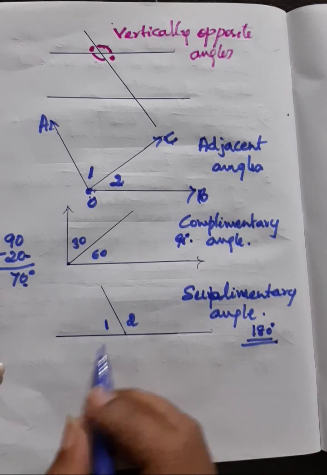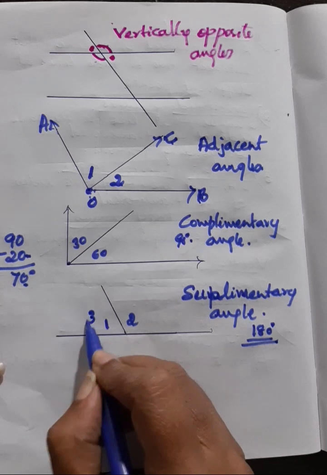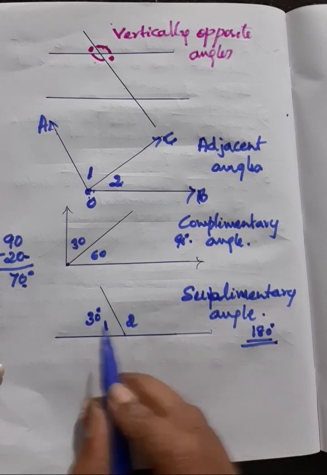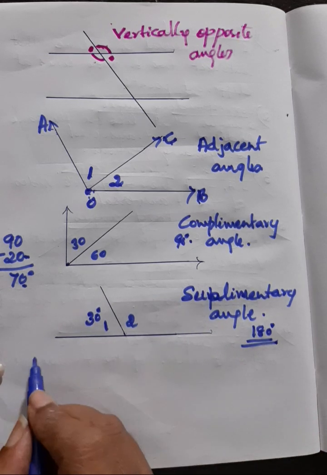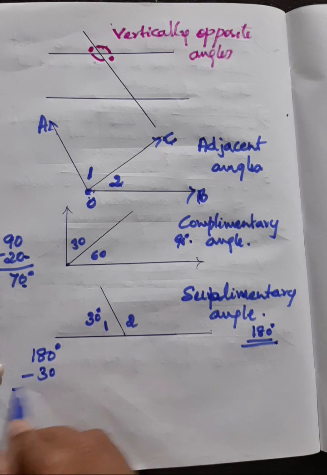Okay. Now here, suppose angle 1 is 30 degrees. They will give that. Okay. Now for the supplementary angle of 30 degrees, what should you do? You should do 180 degrees minus 30 degrees.